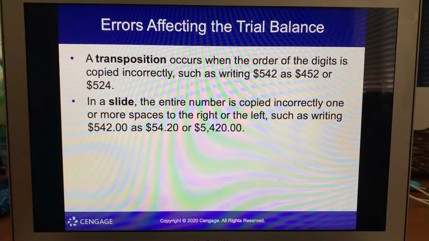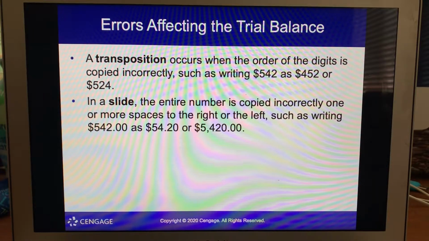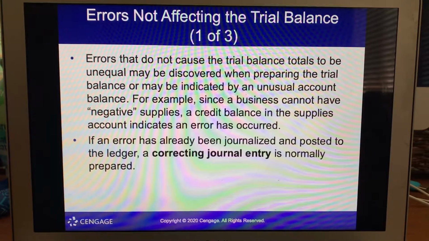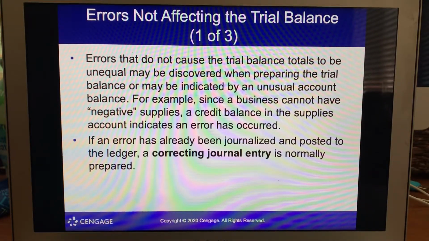So it's just a way of checking that, make sure that you did the double entry accounting. Double entry allows you to make sure that you are entering these correctly as well. But there are multiple built-in balances where you'll check if they're equal. Errors not affecting the trial balance.